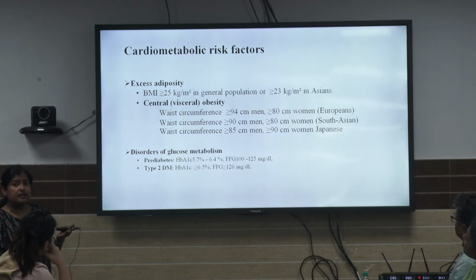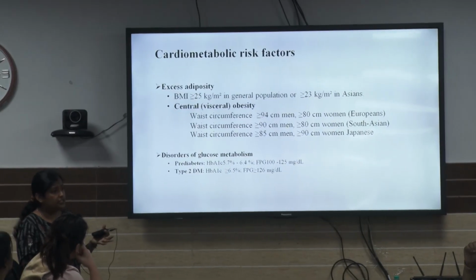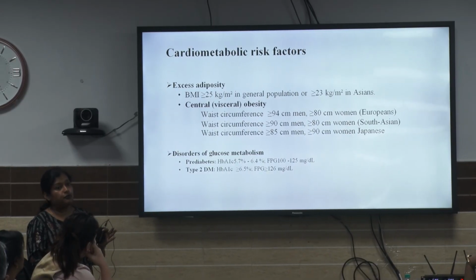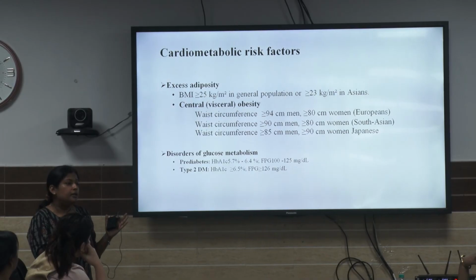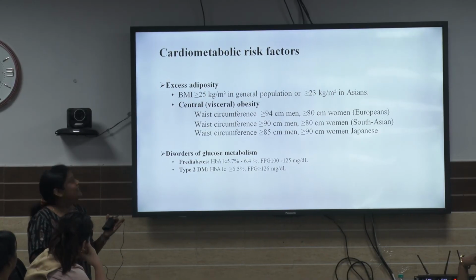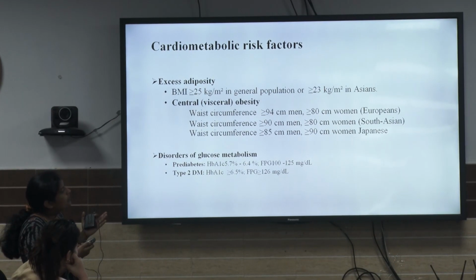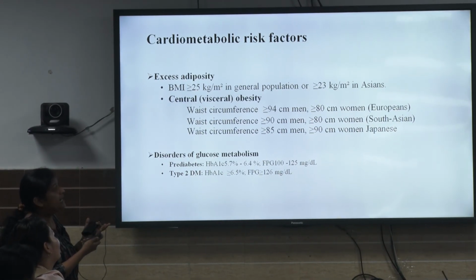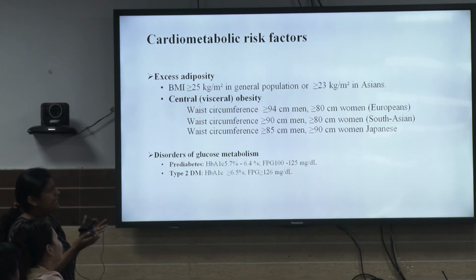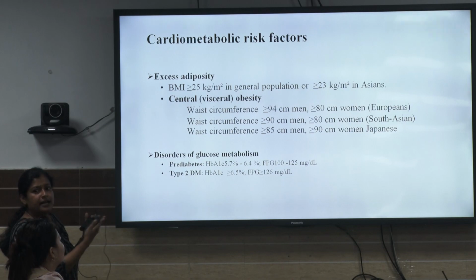The cardiometabolic risk factors which we are talking about are excess adiposity, BMI more than 25, but for Asians the cutoff for BMI is 23. So if by this standard we go, probably most of us will be overweight. Okay. Then central obesity, in the South Asian population, more than 90 centimeters in men and 80 centimeters in women. In Japanese, the waist circumference is slightly different: in men it is 85 centimeters and in women it is 90 centimeters.